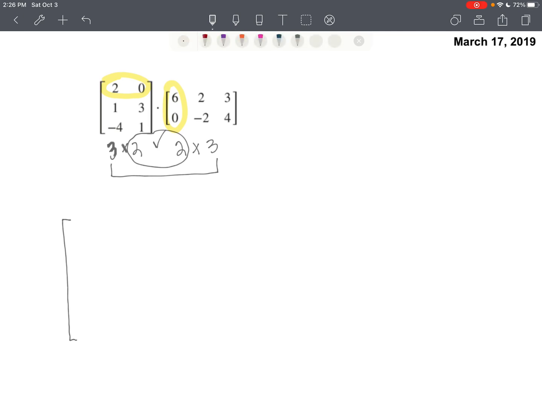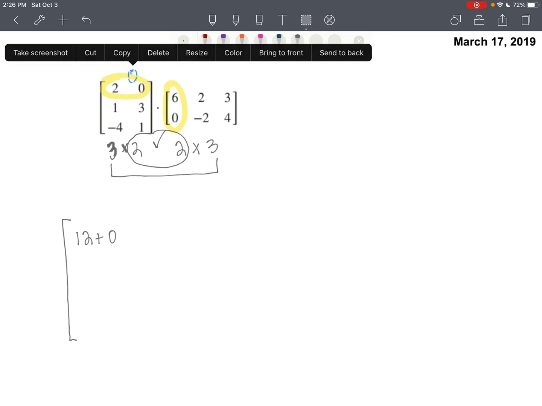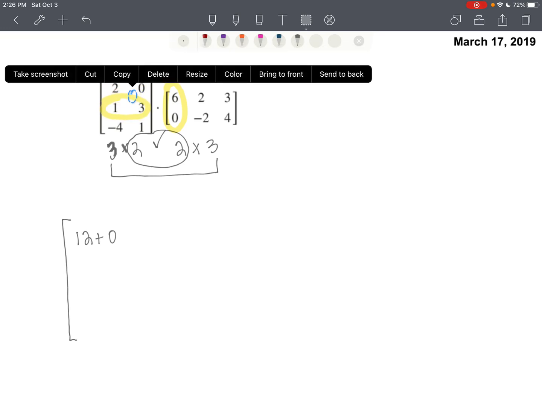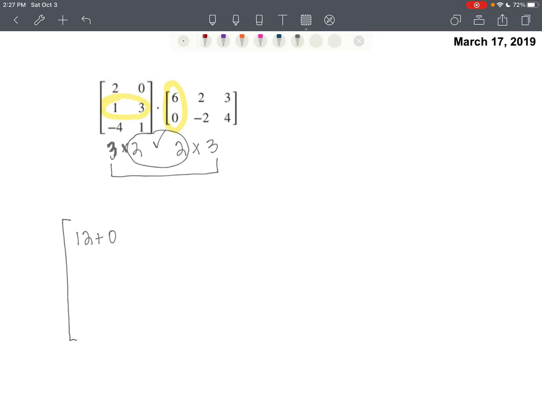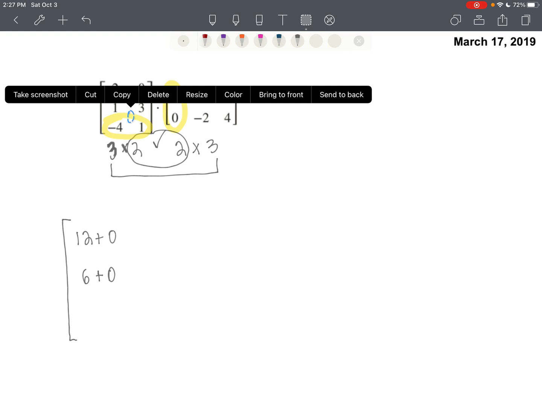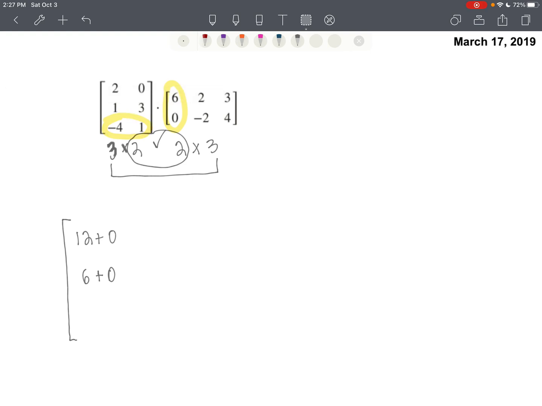And now I've got 2 times 6 is 12, plus 0 times 0 is 0. Then I'm going to work down the first matrix. 1 times 6 is 6. 3 times 0 is 0. Then I'm going to multiply. I'm going to work down again, down that first matrix, which is perfect. Negative 4 times 6 is negative 24 plus 0.